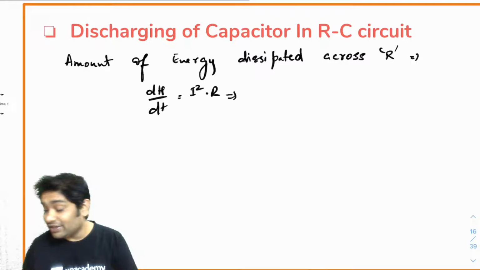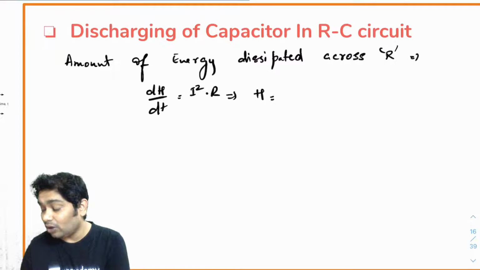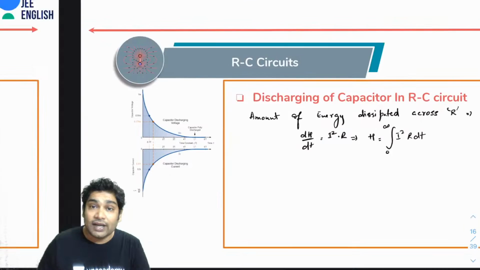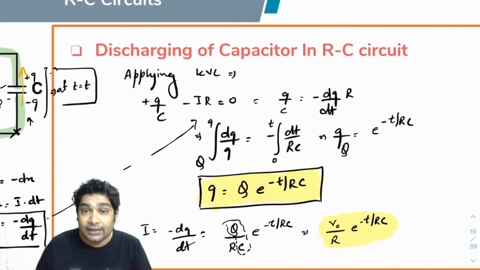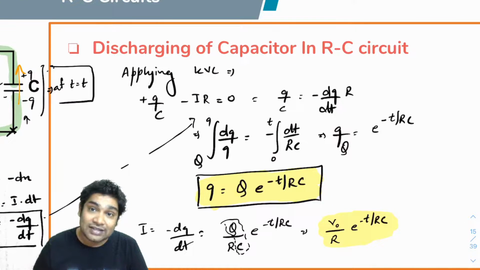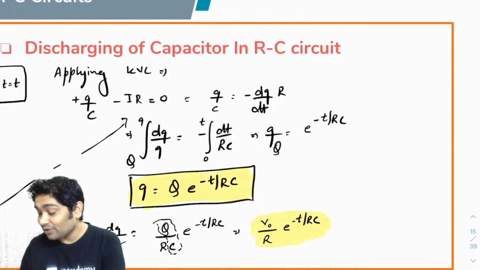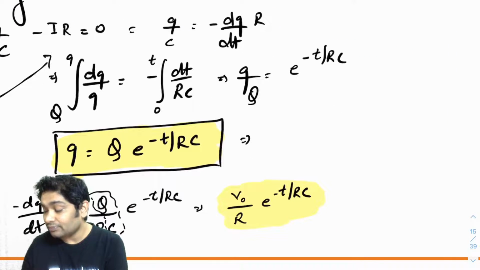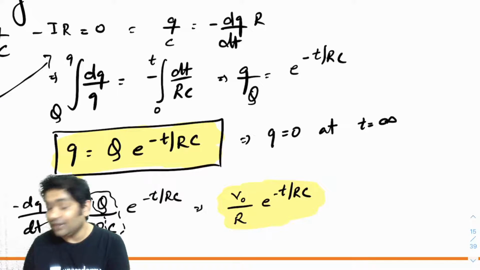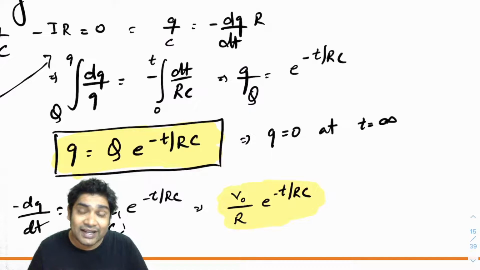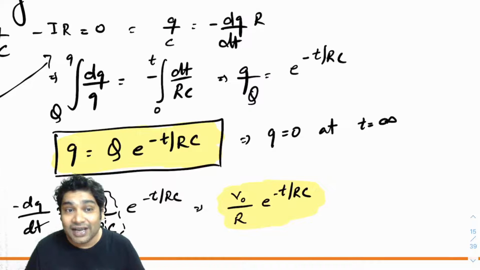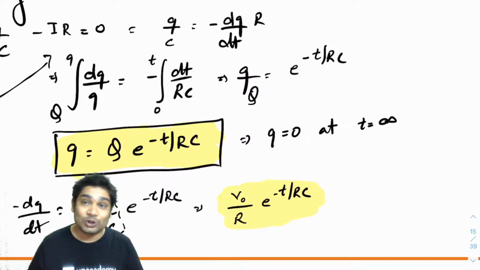So obviously the total heat generated would be the integral of I square R dt from 0 to infinity. Because what you realize is that here also the capacitor will get fully discharged at t equals infinity. So you can see from here q equals 0 at t equals infinity. So not only does it take infinite amount of time to charge a capacitor, it will also take infinite amount of time to completely discharge a capacitor.